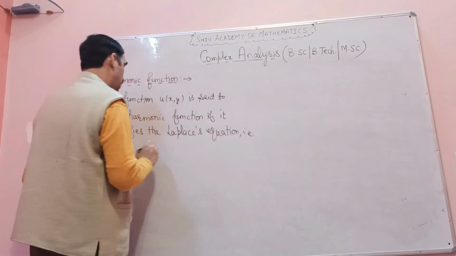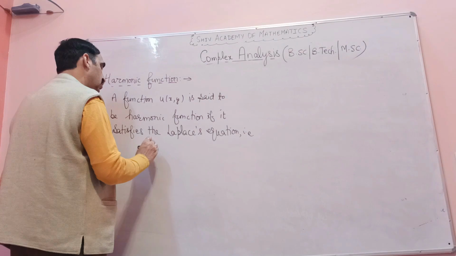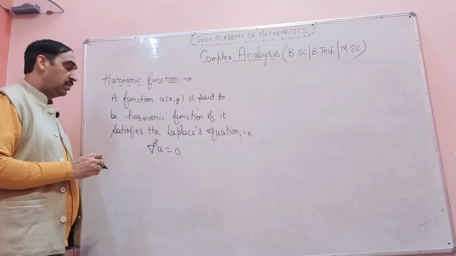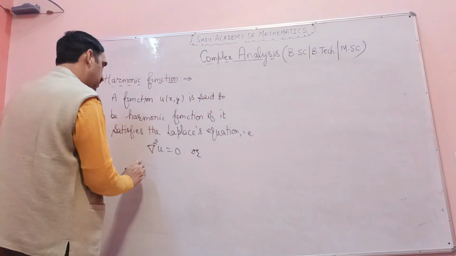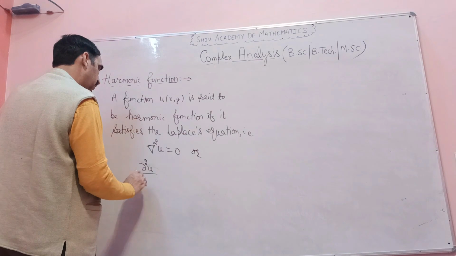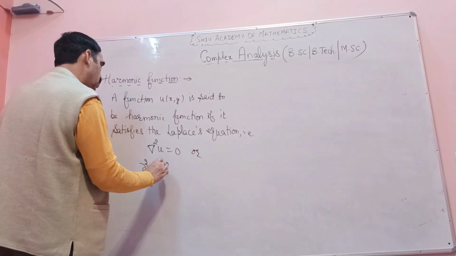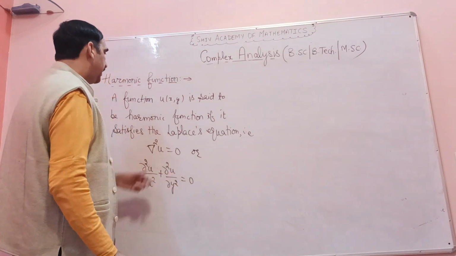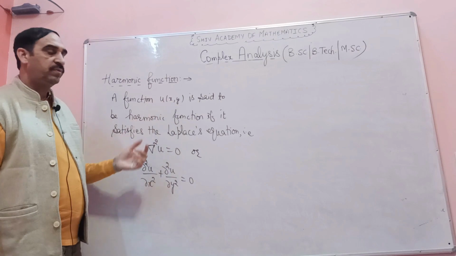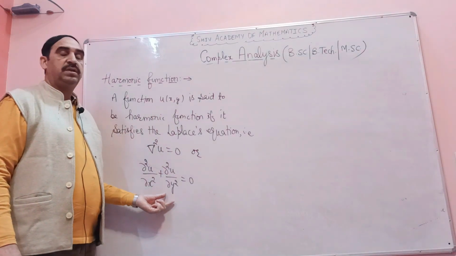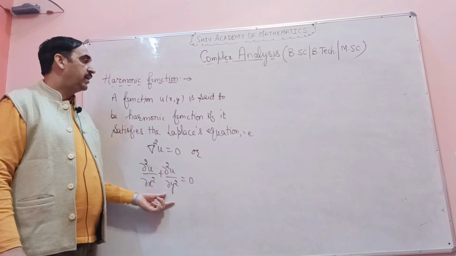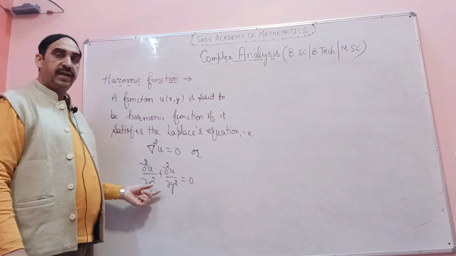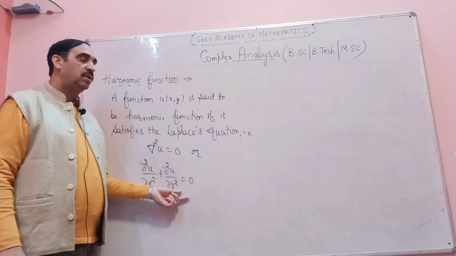That is, del squared u is equal to 0. This is the del operator, or the nabla, that is, ∂²u/∂x² plus ∂²u/∂y² is equal to 0. We are taking u as a function of x and y, that's why we write ∂²u/∂x² plus ∂²u/∂y² equal to 0. But if u is a function of x, y, z, then we write ∂²u/∂x² plus ∂²u/∂y² plus ∂²u/∂z² equal to 0.